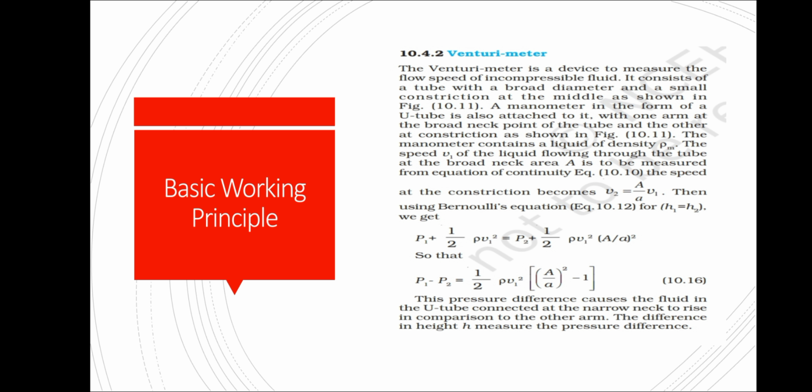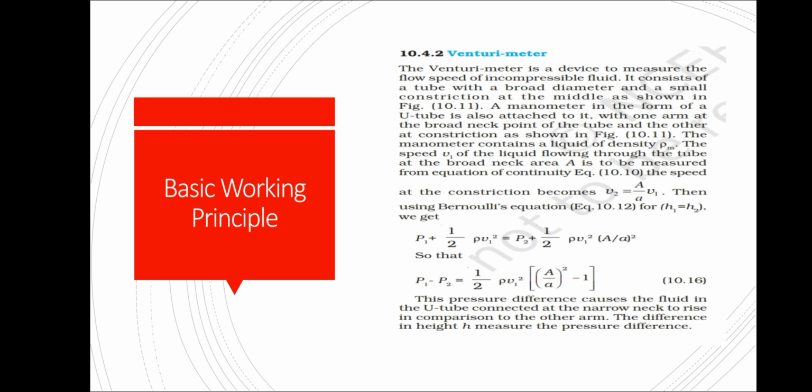This is the basic working principle of the Venturimeter. A Venturimeter is a device to measure the flow speed of an incompressible liquid. The liquid must be incompressible. It consists of a tube, as we have discussed. We need a device known as a manometer. A manometer is a device by which we can measure the pressure difference across any type of tube, right? So with the help of a manometer we can measure the speed of a flowing incompressible liquid, and that is also known as the Venturimeter.